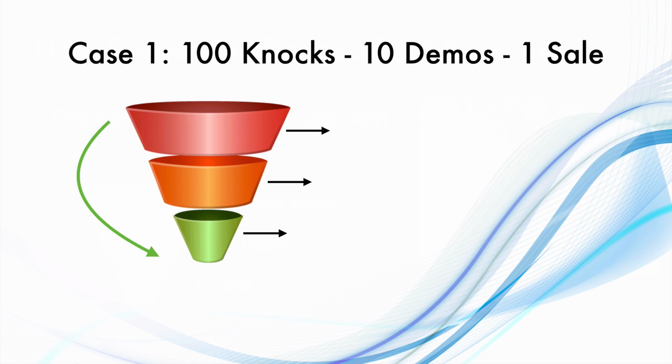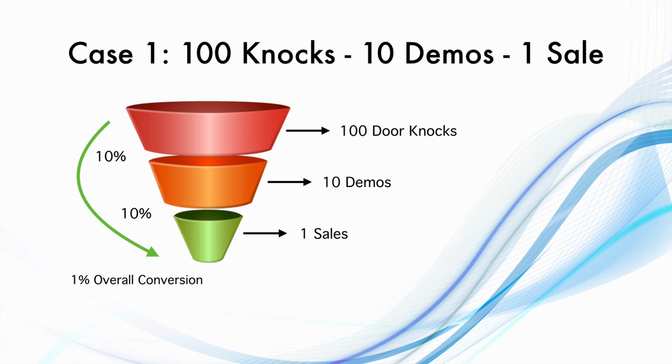The first case is that he knocks on 100 doors. He shows 10 demos because only 10 people open the door and allow him inside to show the demo, and he makes 1 sale. So here you would say that the conversion ratio is 10% in each stage. First stage is 10% from 100 door knocks to 10 demos, and then we have 1 sale from 10 demos, which is 10% again. When you look at the overall conversion ratio from door knocks to sales, it is 1%. If each vacuum cleaner is 10,000 rupees, or let's say $200, he has made only 1 sale by knocking 100 doors.